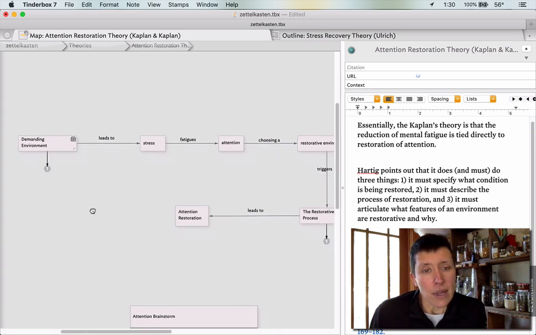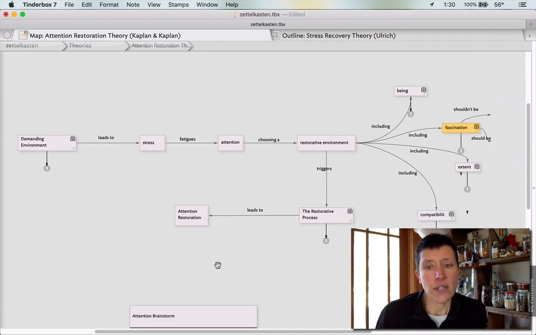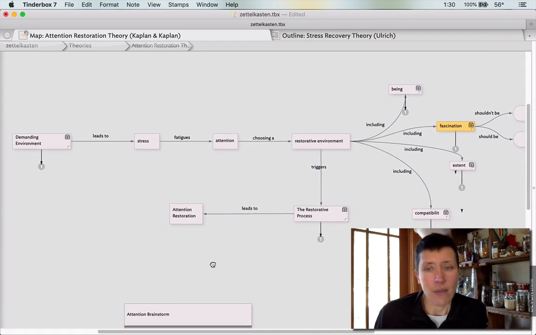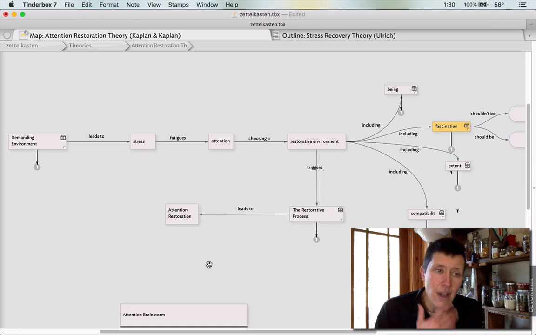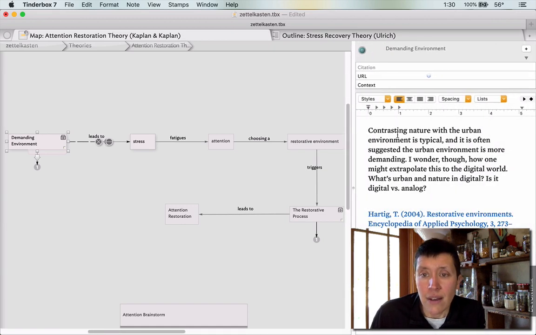So here you'll see, I'll take away the note view for a second. You'll see the whole thing that I've mapped out here, which is I'm using kind of concept mapping where I've got a note that is a title of a concept, and I can tell this is a zettel because it has a little icon here. If I want to see what demanding environment means, then I can read my zettel about demanding environment.